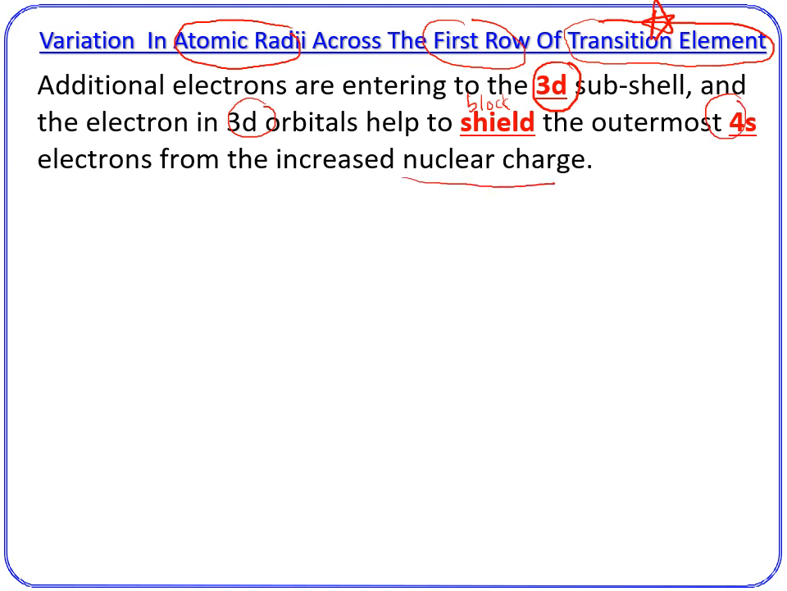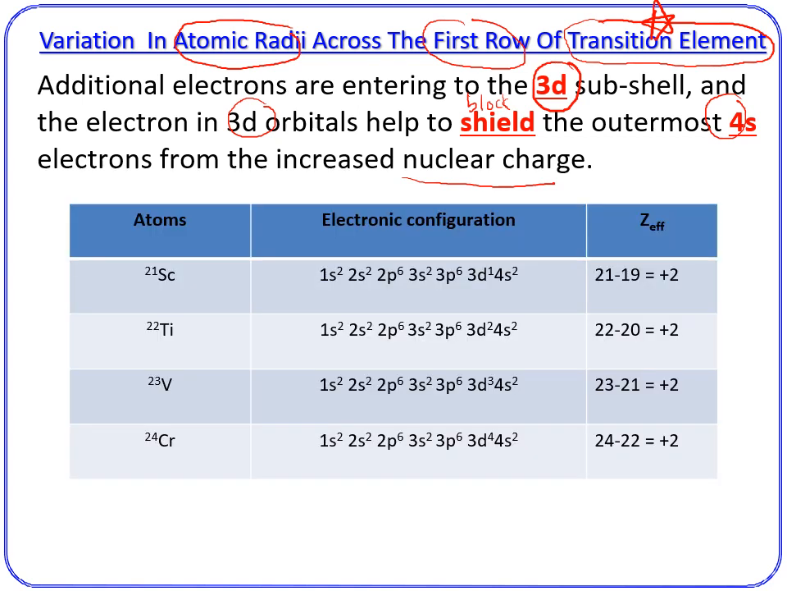Now let's look at the electron configuration. If you notice these 4 elements with proton numbers 21 up to 24, all these 4 atoms are transition elements. When you look at their electron configurations, you will notice that all 4 end with 4s2. So even though the proton number is increased, the number of electrons also increases.